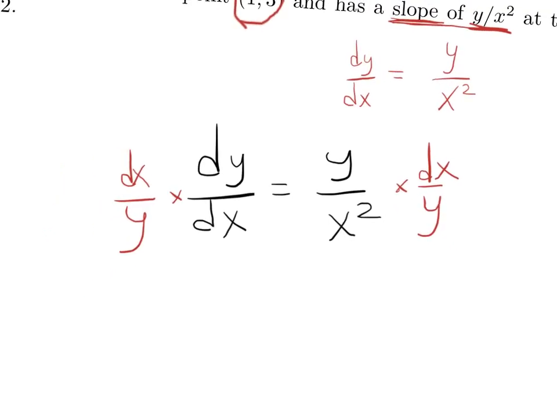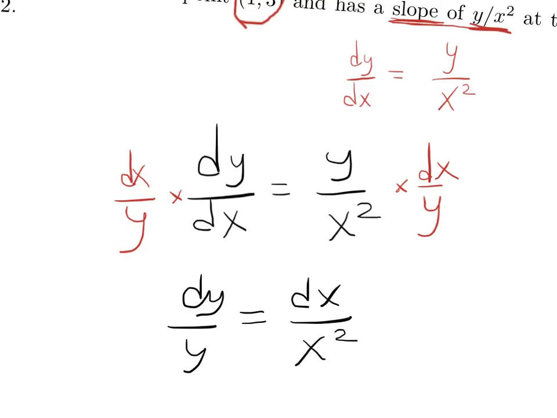We want to get, oh, that's it, sorry. You're right. So two steps, we got them all separated. Good. All right, so our new equation is dy over y equals dx over x squared. Now we can integrate both sides.